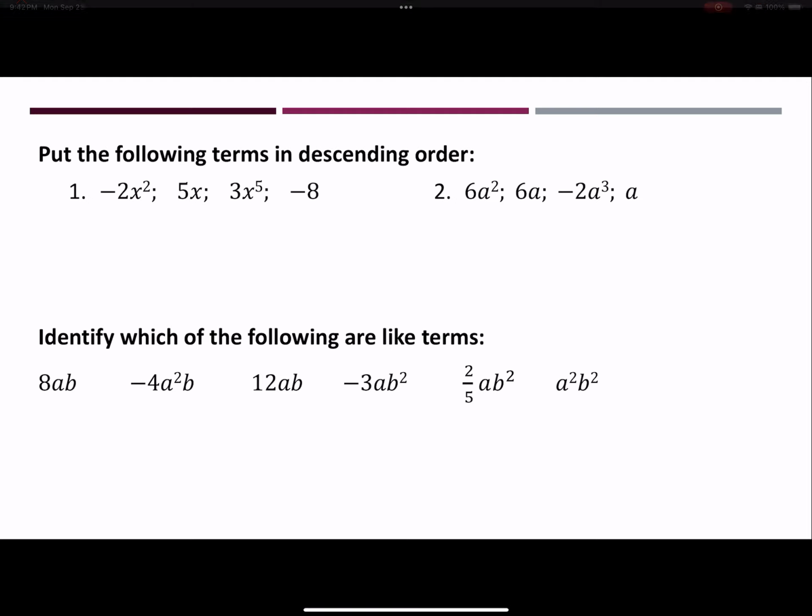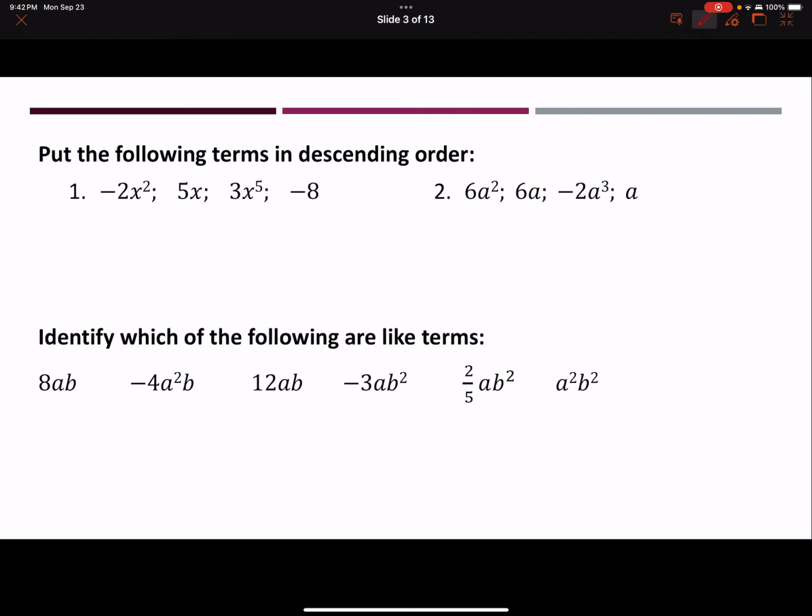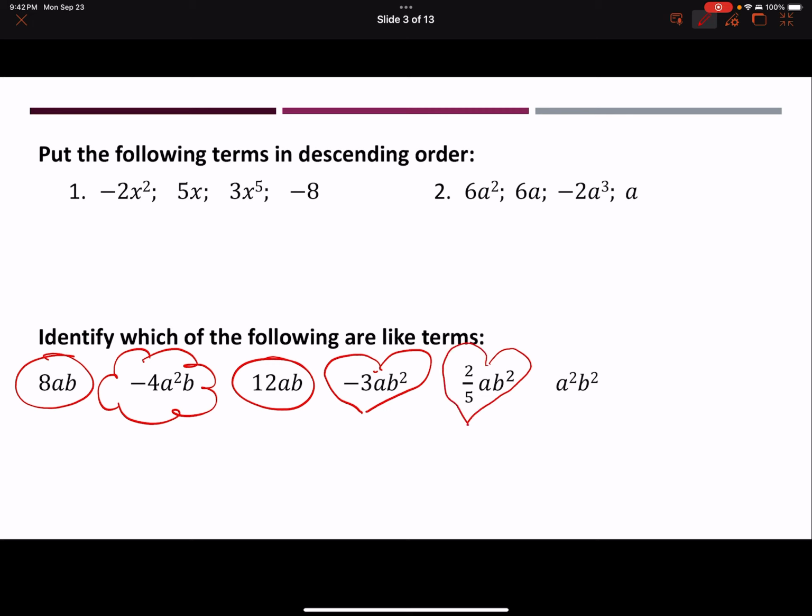Here we go. We're back. Okay. So we put a circle around these, cloud around this. That's the only a squared b. Now let's get to this negative 3ab squared. So ab squared, maybe I'll do a heart around those terms. This 2/5 has an ab squared as well. So I could maybe do a heart around that one also. And then this last one, a squared b squared, I don't have any other terms that are a squared b squared. So that's kind of like on its own. Maybe I'll do a triangle, or I could do a square, or whatever. So those are my like terms.